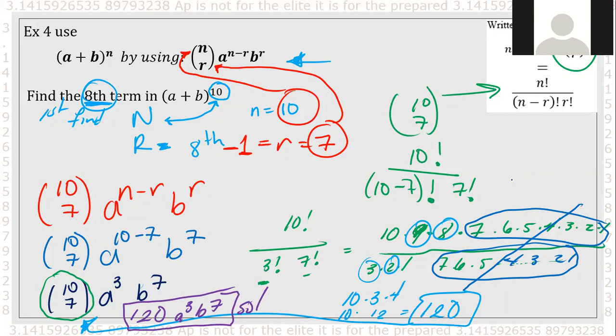This is our answer. Any questions, guys? And then I'll answer the questions in the chat box. So if they told you, hey, expand this to the 10th exponent and then find the 8th term, notice how easy that was compared to doing Pascal's triangle to a 10th exponent. And then the 8th term, that's a lot of work compared to how fast this is.